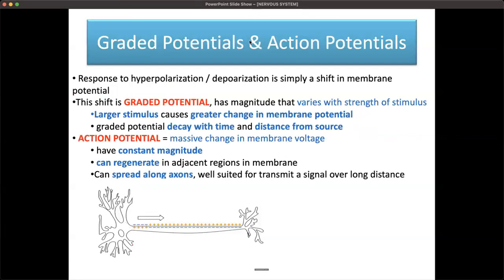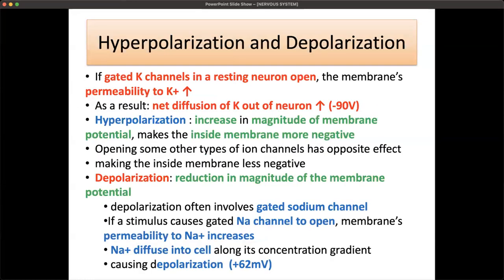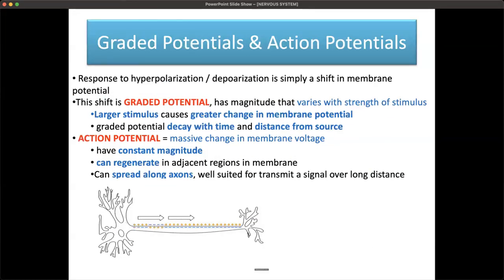So the response to hyperpolarization and depolarization is simply a shift in membrane potential. What does that mean? The shift is actually a graded potential, the magnitude of which varies with the strength of the stimulus. If you have a larger stimulus, like someone slapping you so hard, it is going to cause a greater change in the membrane potential. But the graded potential is going to decay with time and distance from the source. It decreases with time and distance. That is called a graded potential.